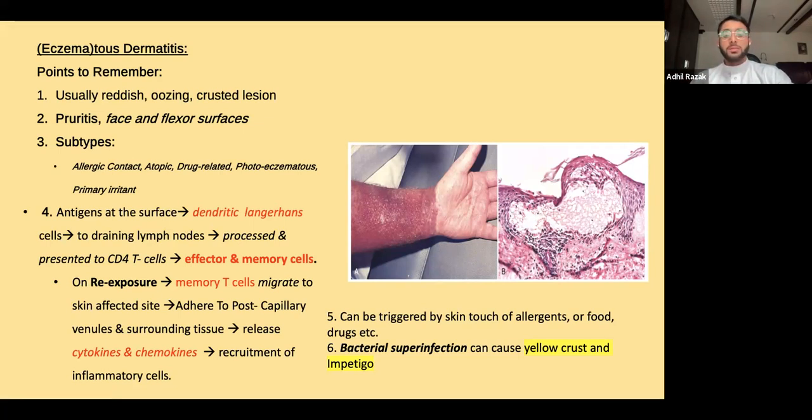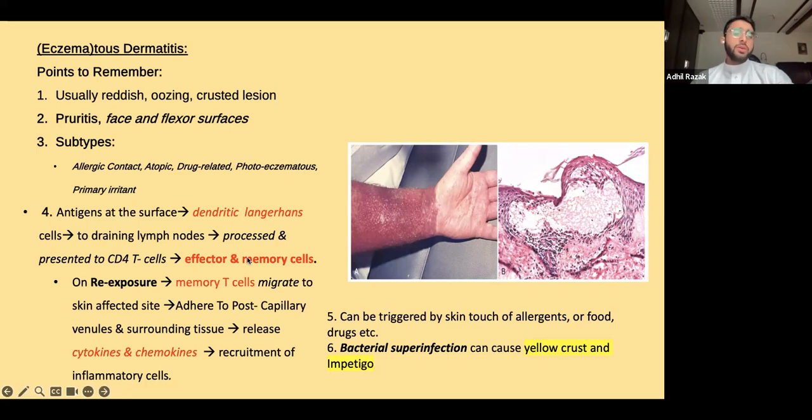If a patient presents with a similar presentation, but his history is that he started a new job at a lab or something, and he's working with a particular fluid, and then he suddenly has this itchiness and rash in his body, what you can think of is eczematous dermatitis or allergic contact dermatitis.